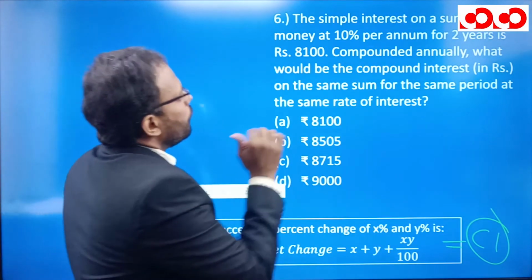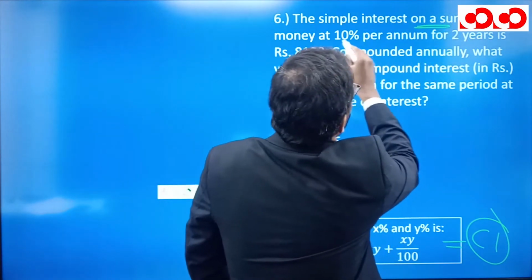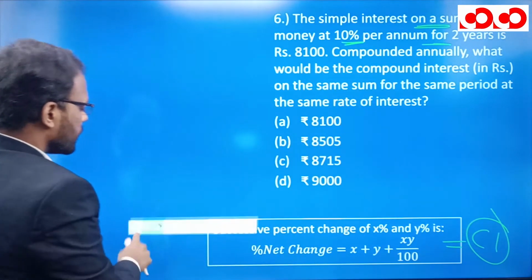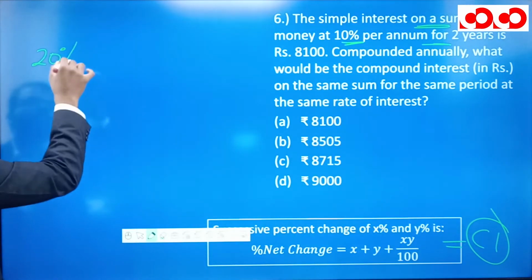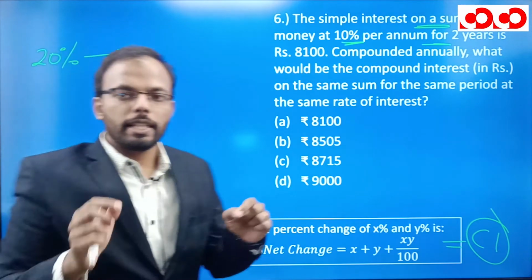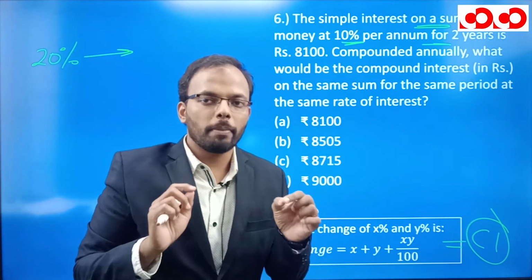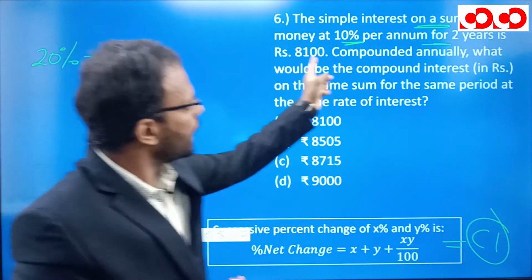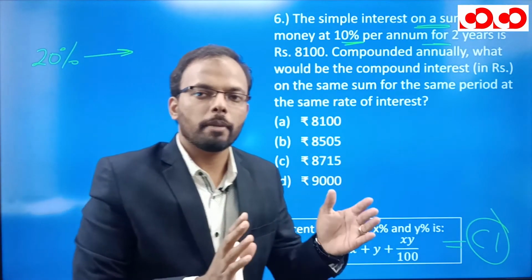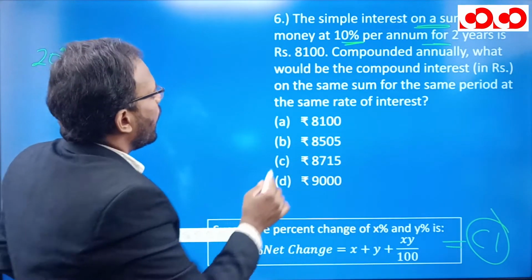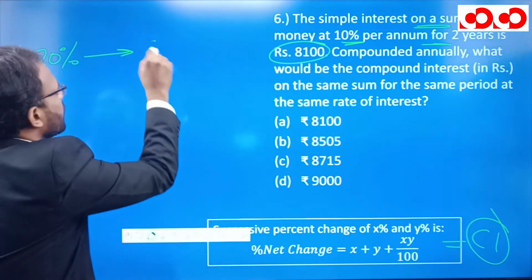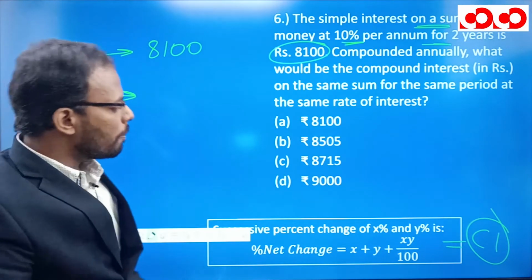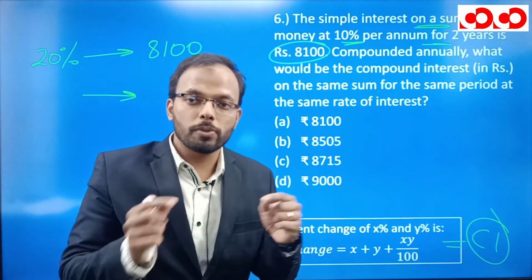Now see, the simple interest at 10% per annum for 2 years is nothing but 20%. How did this come? 10% per annum means 10% in 1 year is the simple interest. So in 2 years you will give 10% and 10%, which is total 20%, and the simple interest given is 8100 rupees. So 20% is 8100. Now for compound interest, we know that the interest also gets added.